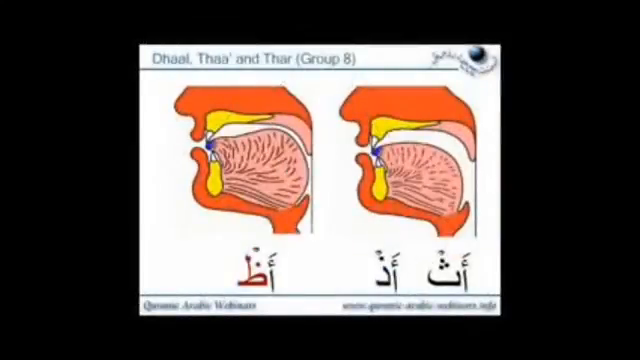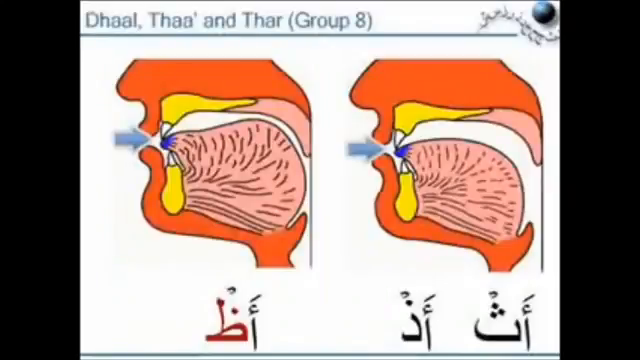Next group is where the tip of the tongue is between your upper and lower front teeth, so not outside the mouth, just very slightly. So we have the letters tha, dhal, and dha, and that will give the sound of ath, adh, and adh. Now the dha again is tafkhim, so you have to lift the back of your tongue to give the heaviness sound. So again it's ath, adh, and adh.